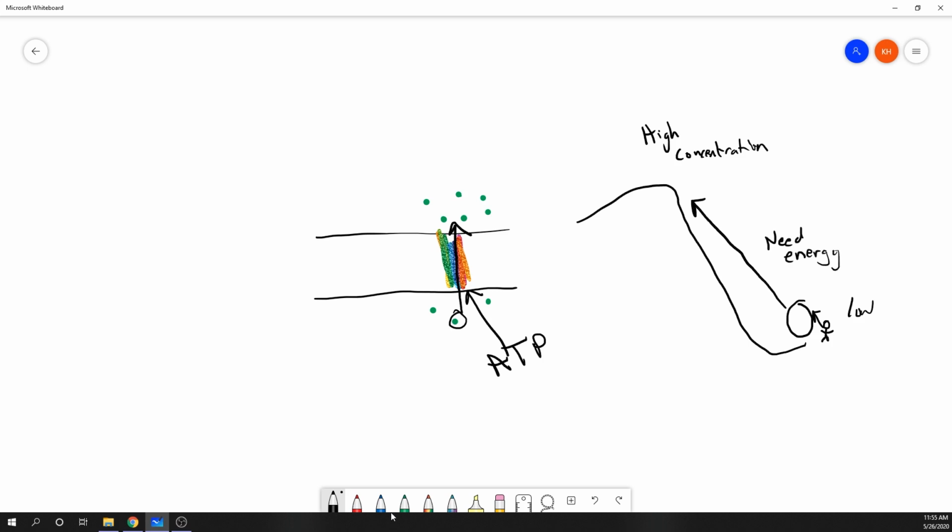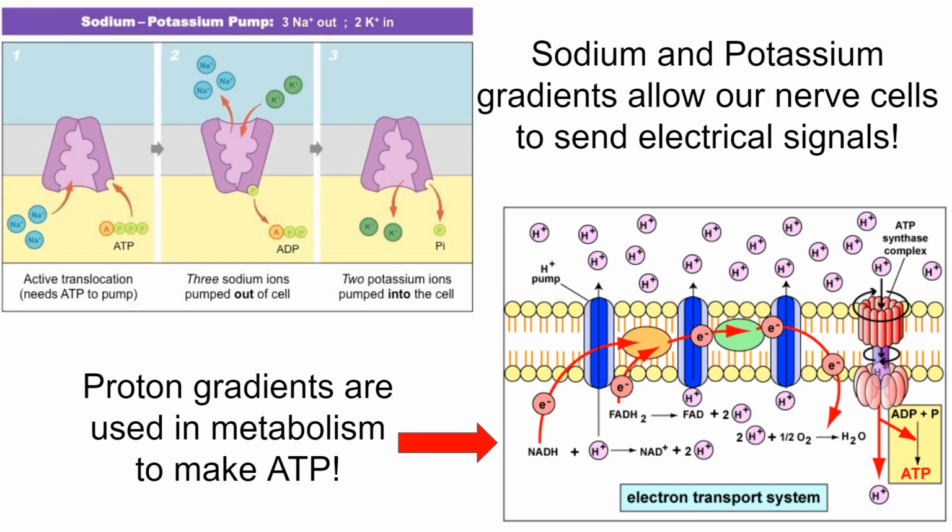If you are wondering why in the world a cell would do this, you should know that this is one of the primary mechanisms for creating large concentration gradients and then using those gradients to transfer energy as the solute moves back across the membrane. Understanding facilitated transport will be vital for us to discuss nerve cell function later in A&P and cellular metabolism in microbiology.